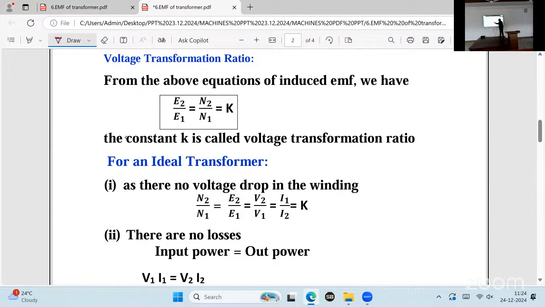As there is no voltage drop in the winding, the final formula, remember this: N2 by N1, E2 by E1 is equal to V2 by V1 is equal to I1 by I2. Remember this formula. I have made a mistake; we should not write this formula here. Please make the correction. It is a printing mistake.